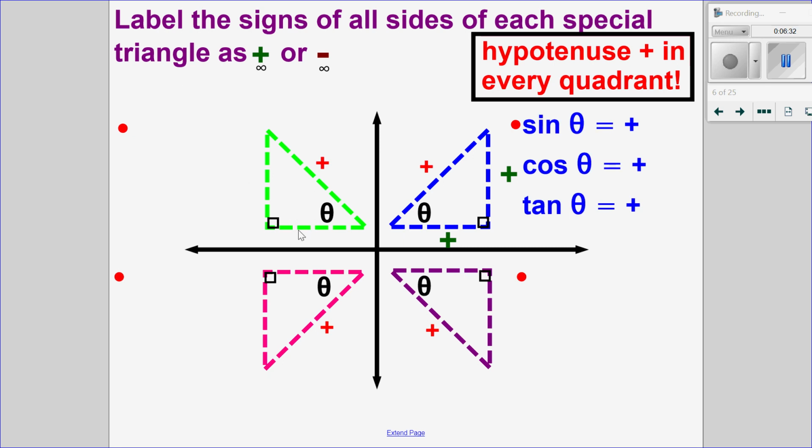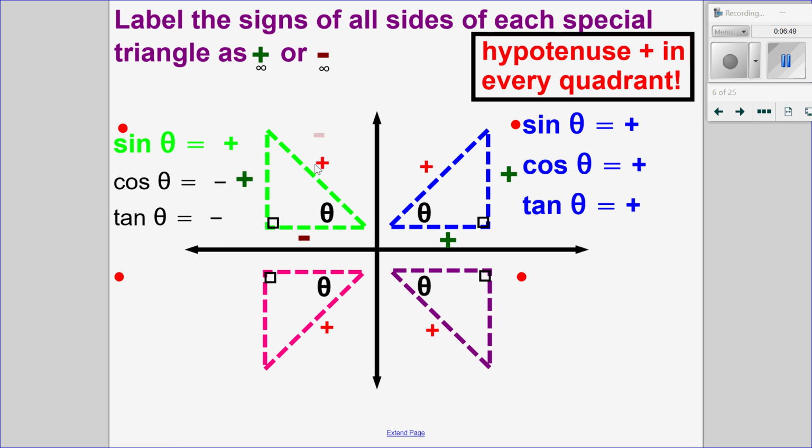In quadrant number 2, along x that's negative, and along y that's positive. So anything involving the adjacent side will be negative, which would be cosine and tangent, making sine the only positive ratio.